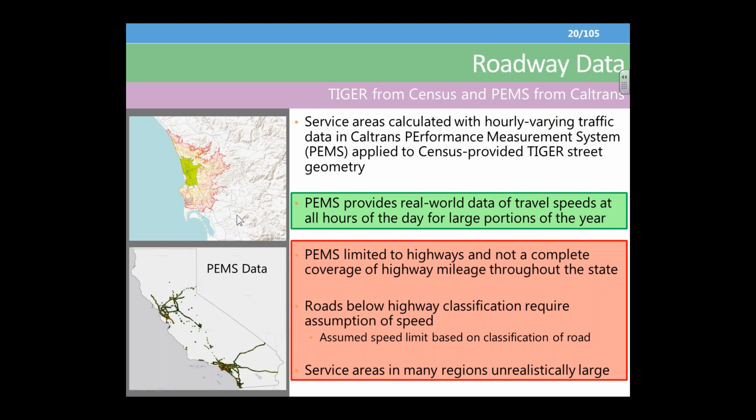But some of the negatives are that PEMS is limited to highways, and it's not a complete coverage of the highway mileage throughout the state. So if you want to model traffic on roads below a highway classification, that usually requires some kind of assumption of the speed. And usually in literature, assumptions of speed limit are made based on the classification of roads. And when we actually implemented this and reviewed it, we found that service areas in many regions are unrealistically large.